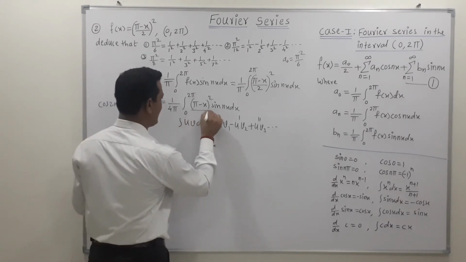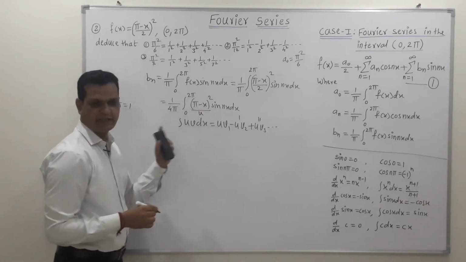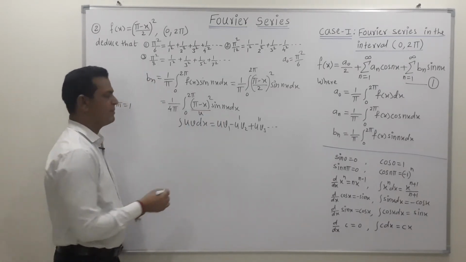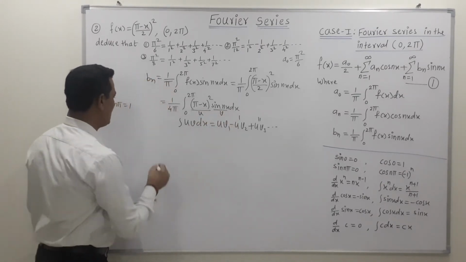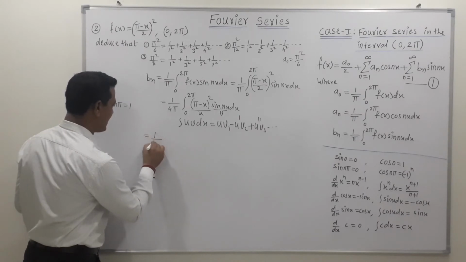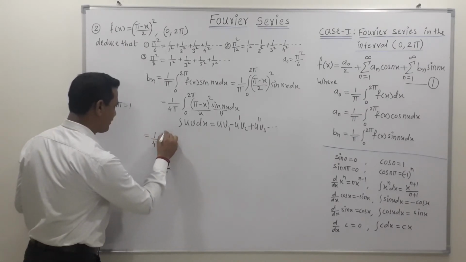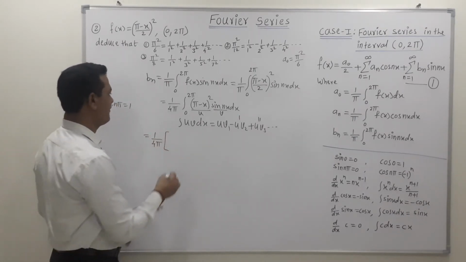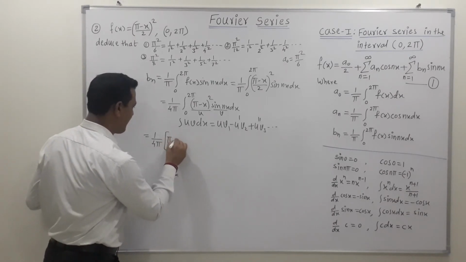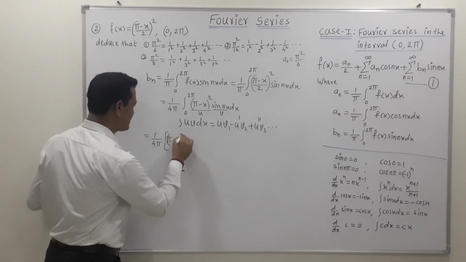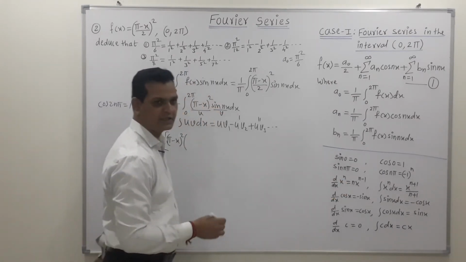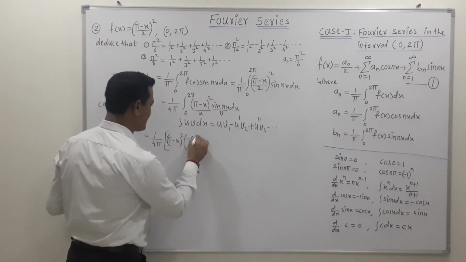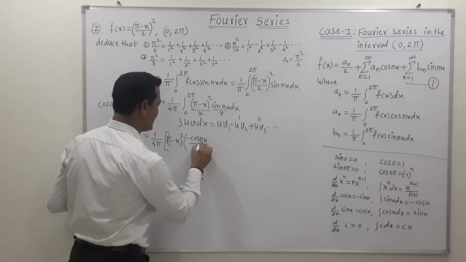So now if we compare this given example with the general rule for integration by parts, then this is the value of u and this is the value of v. Now apply this general rule for integration by parts. We get this as 1 upon 4 pi as it is. First function, which is pi minus x its square. Then integration of sine is minus cos. We can write this as minus cos of nx upon n.